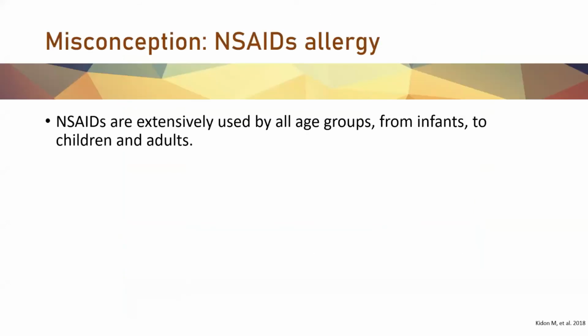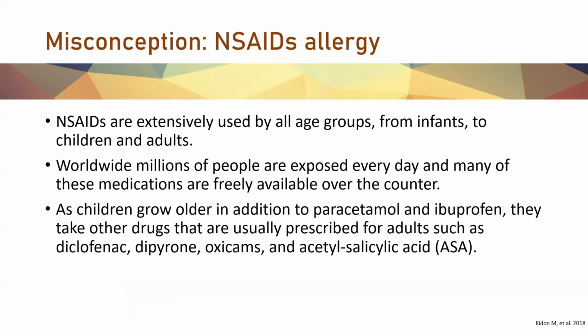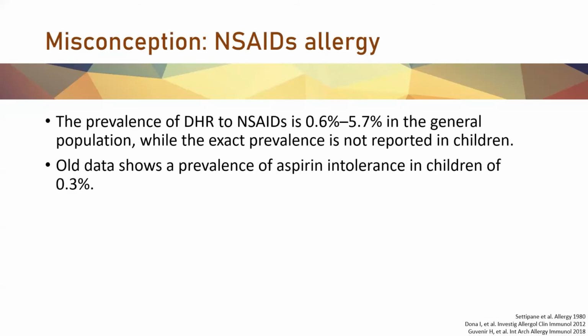So the second most common is NSAID allergy. Why is it a misconception? NSAIDs, we know, are largely used in all age groups from infants to children and adults. Worldwide, millions of people are exposed because these medications are frequently available over the counter. And older kids can be exposed, apart from paracetamol and ibuprofen, to many other molecules. So the prevalence of drug adverse reaction is 0.6 to 5.7% in the general population, but the exact number in kids is not really well reported.